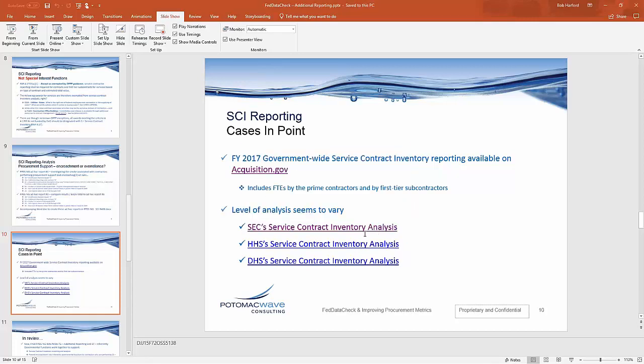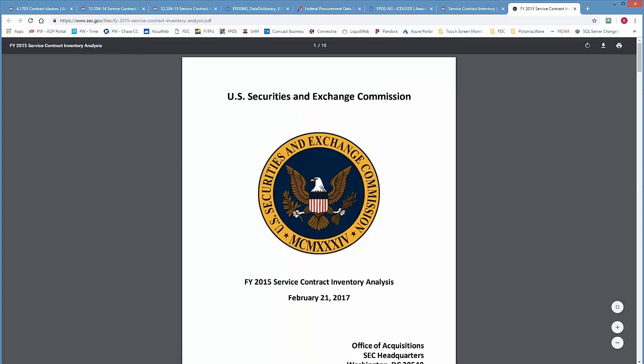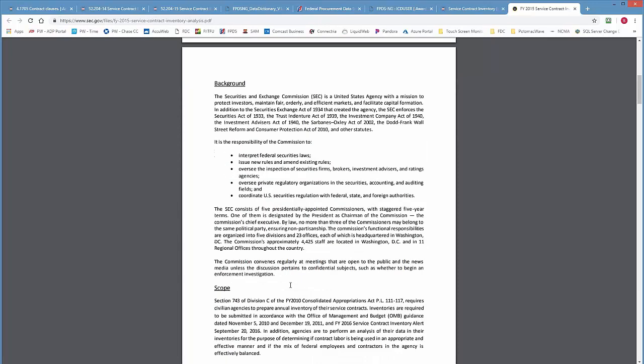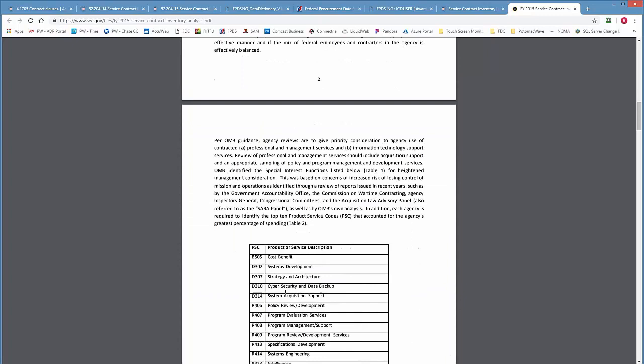And we will look at the SEC's service contract review. This was for 2016 and 2017, done in 2017 for FY 2015. And one of the things they did here was, here's their special interest functions. These are the ones they focused in on.